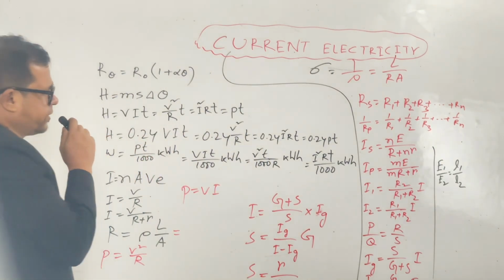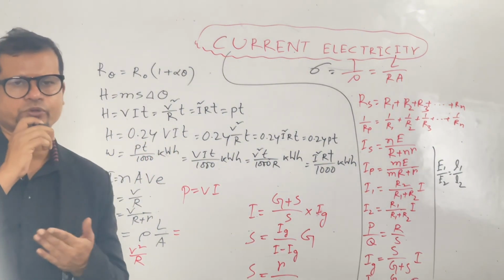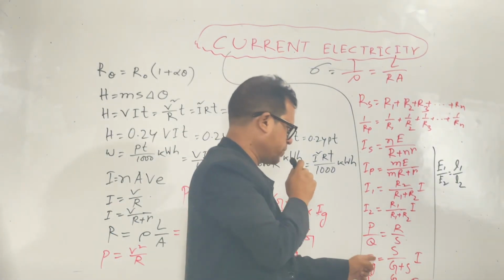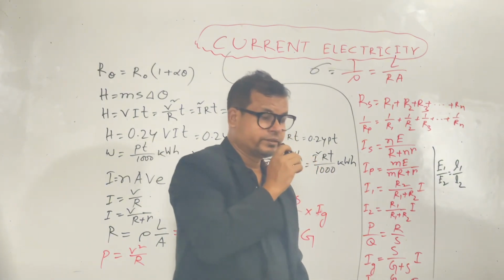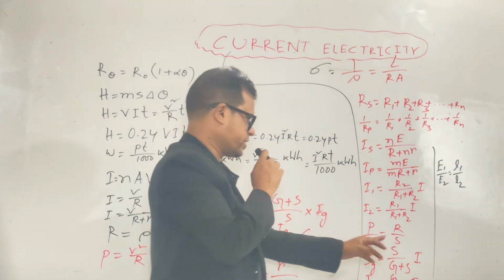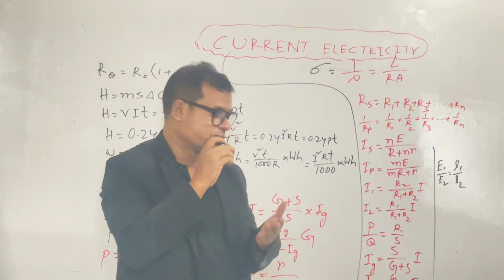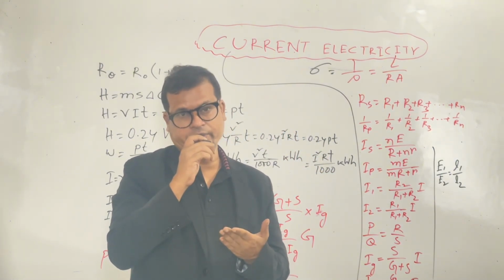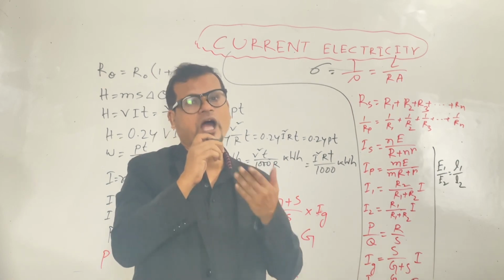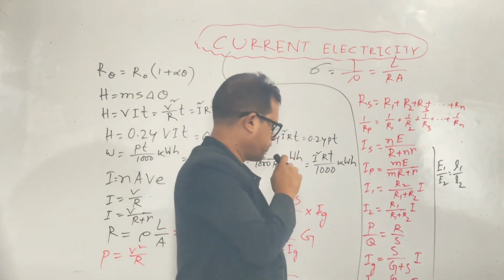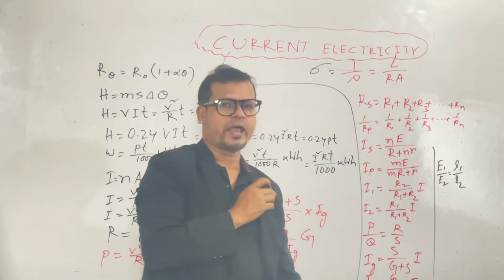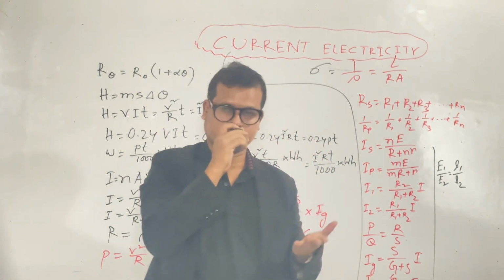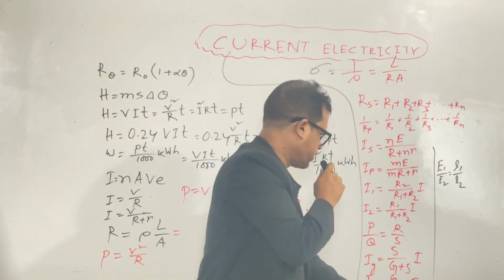Ig means the current passing through the galvanometer. To find the current through the galvanometer, we use the resistance of the shunt: Ig equals S over G plus S multiplied by I, where I is the total current. For finding Is, we apply G, the resistance of the galvanometer, as the numerator over G plus S.